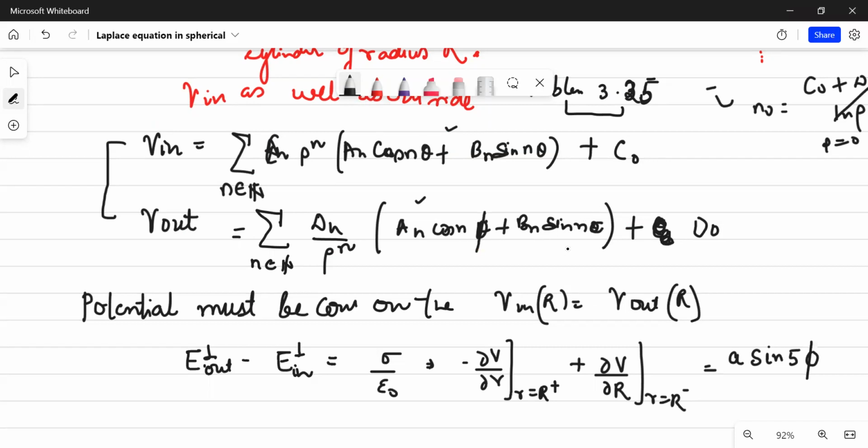Griffith usually writes this theta not as theta, he writes it as phi. So don't worry about it. So this will be like an cos n phi, bn sin n phi. Are you getting my point? This phi is that polar angle only. So don't worry about it.